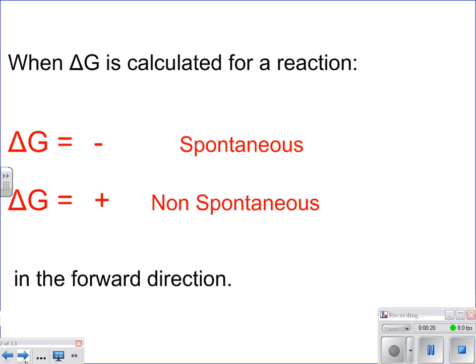And as far as the values go, if delta G is a negative value, then it's going to be a spontaneous reaction. Whereas if it's a positive value, it's going to be non-spontaneous. This should be ringing some bells because we've talked about spontaneity when we talked about electrochemistry. When we say it's spontaneous, we're saying it's spontaneous in the forward direction, or not spontaneous in the forward direction, but we're always talking about it in terms of the forward direction.